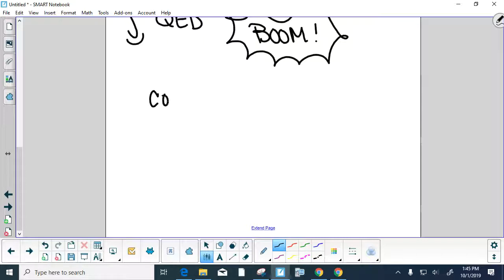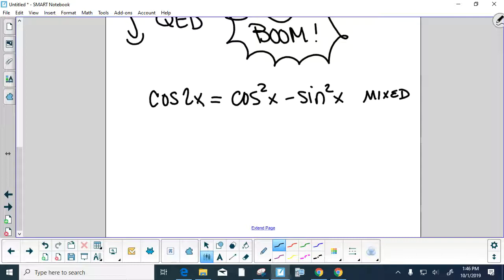the cosine double angle. There are 3 versions. There's the mixed version, which is cosine squared x minus sine squared x. And where do we get that from? If I go cosine of x plus x, and I expand cosine, cosine, sine, sine, you're going to get cosine squared minus sine squared. That's where that comes from. That's the derivation of that. This is the mixed version. It's mixed because it has a sine and a cosine in it.